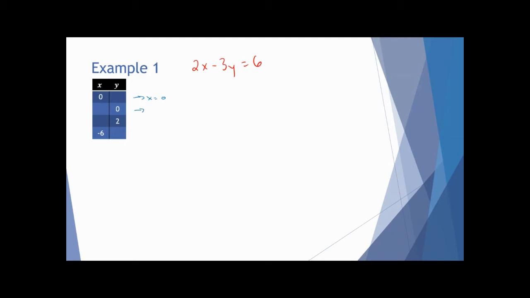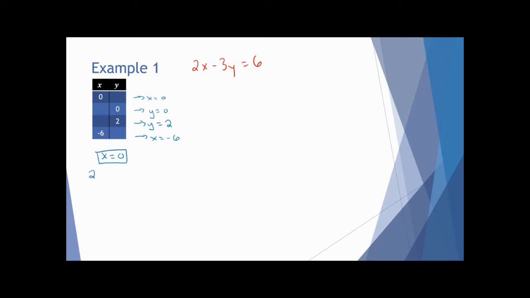Second row, the 0 is in the y, so it's giving us y is equal to 0. Third row, it's telling us y is equal to 2. And then the fourth, x is equal to negative 6. So what we're going to do to find the missing value is to plug in these numbers and then solve for the other variable. So I'm going to start with x equals 0.